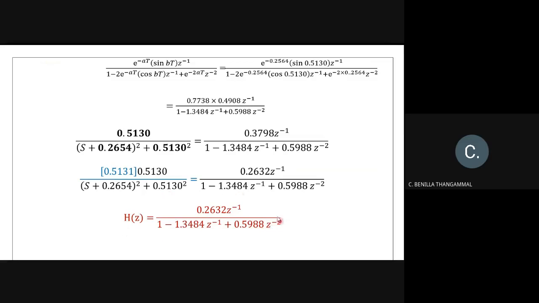Thus, I have designed your digital Chebyshev low pass filter using the impulse invariant technique for the given specifications. Now we'll solve one more problem using the bilinear technique, to design a digital Chebyshev low pass filter for the desired specification using the bilinear transformation. So here the values were given.